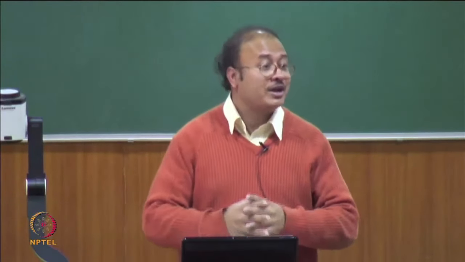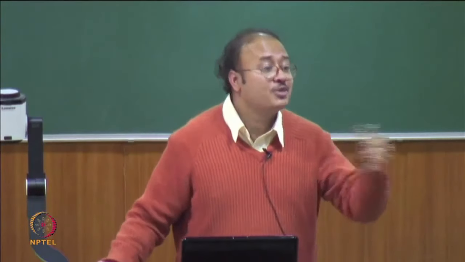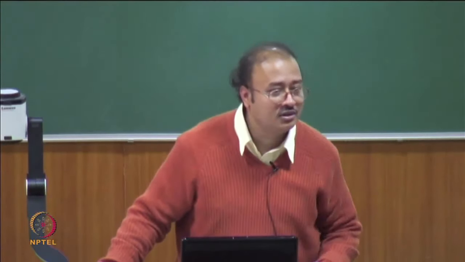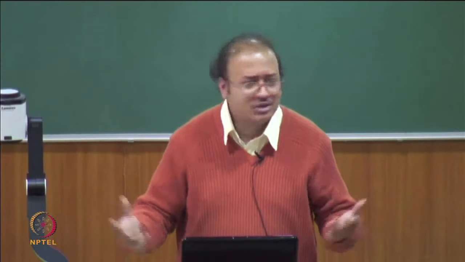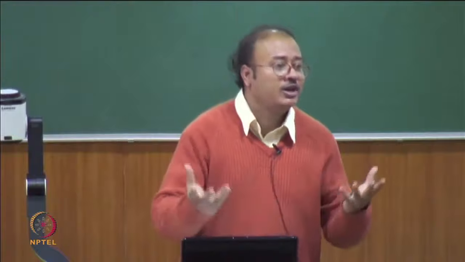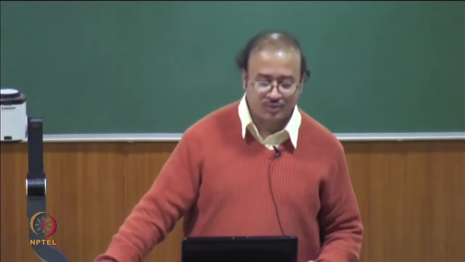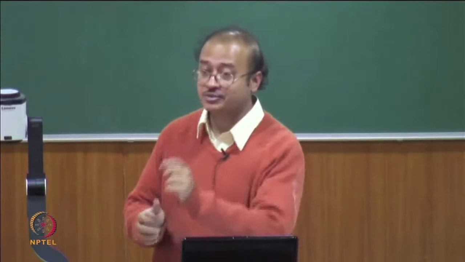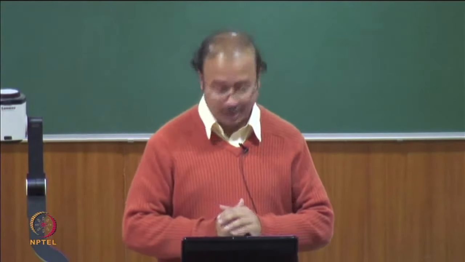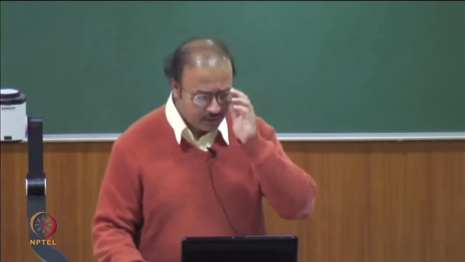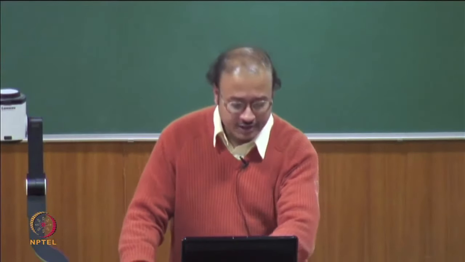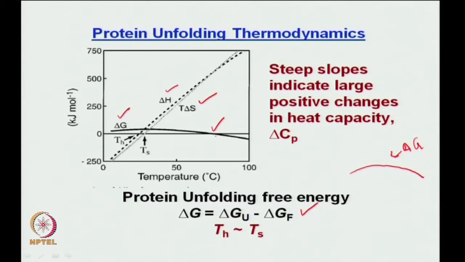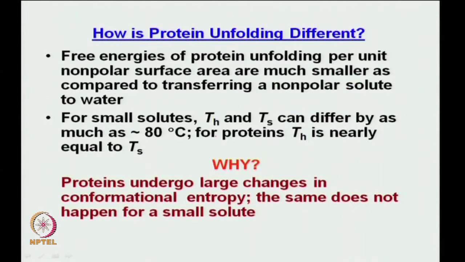Because now you are making it more and more flexible, right? But think about neopentane. Would you see any entropy change there? None, right? Because neopentane you take here, you take there, it is the same thing. Neopentane does not undergo any folding or unfolding, it is just neopentane. So that is why TH and TS come very close to each other. The gap is so small in the case of a protein. Is it clear? So essentially that is what it says at the bottom. TH is almost equal to TS, right?